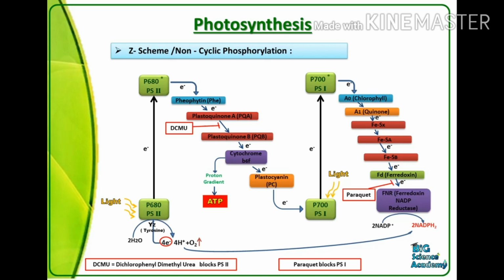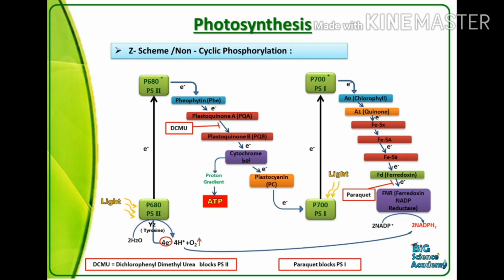Then from plastoquinone B the electron is given to the cytochrome B6F, and the electron is then given to the plastocyanin. Then the plastocyanin, which is actually a protein present on the thylakoid membrane on the external side or on the lumen side of the thylakoid, gives the electron to the photosystem 1, that is P700. With the help of light and the electron, the P700 gets excited, and the P700 then donates the electron to A0, a chlorophyll molecule, which is also an electron carrier.